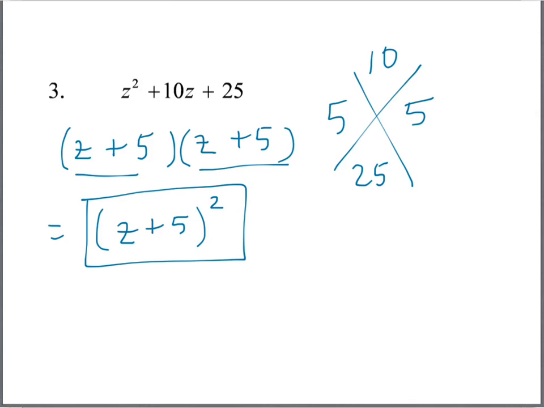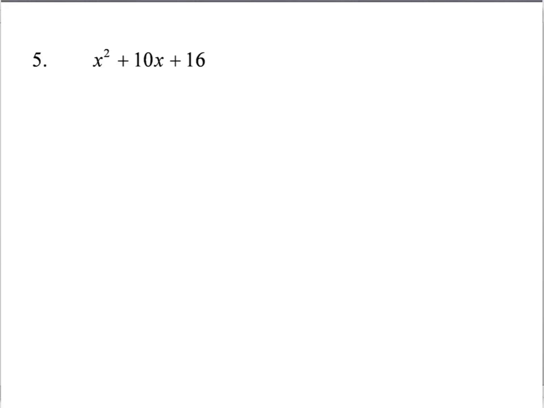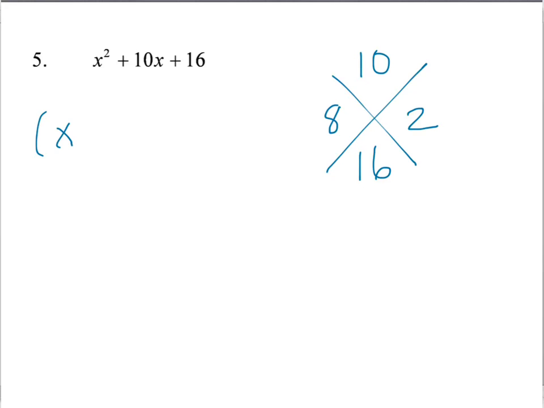Oops, I'm missing number 4 for some reason, but that's okay. So for number 5, again, let's write the x factor. We write the coefficient of the middle term up here and the constant down here. I'm looking for two numbers that multiply to 16 and add to 10. So that must be positive 8 and positive 2. I should have x here and x here. We can go plus 8 and plus 2 right there.